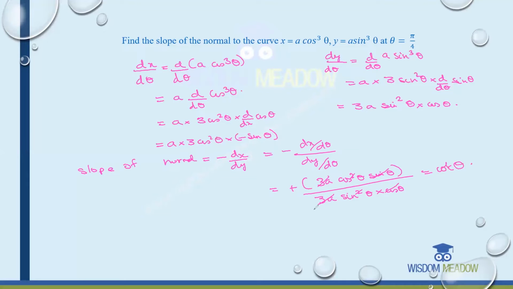Now I need to find the slope of the normal at pi by 4. Slope of normal at theta is equal to pi by 4. That's going to be cot of pi by 4, cot 45, that's equal to 1.